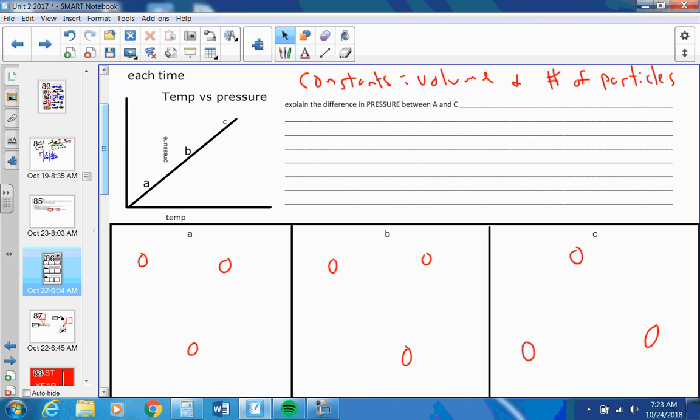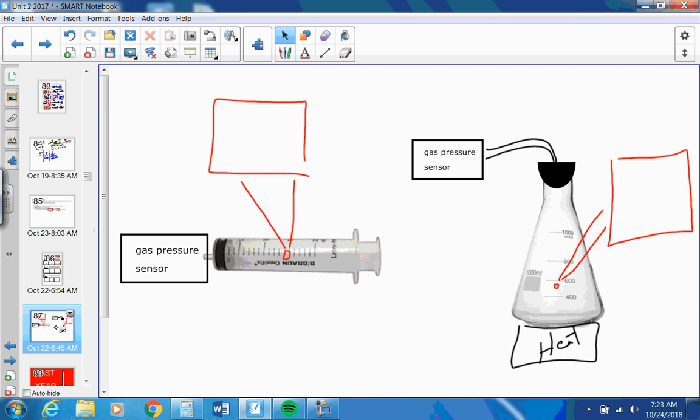The volume of the container, we don't really draw. We're not drawing the whole container, but it was a glass Erlenmeyer flask, so it did stay constant. We don't represent that on our diagram. We're just representing that one little square inside of that fixed volume.